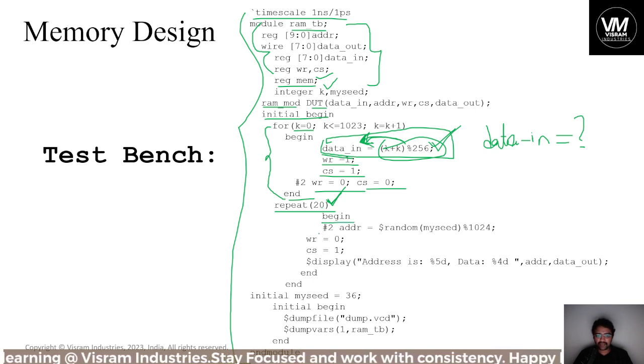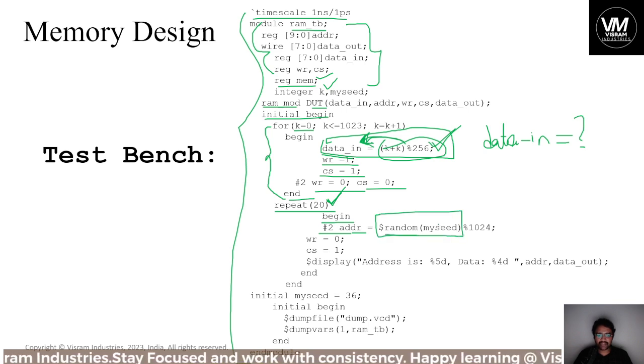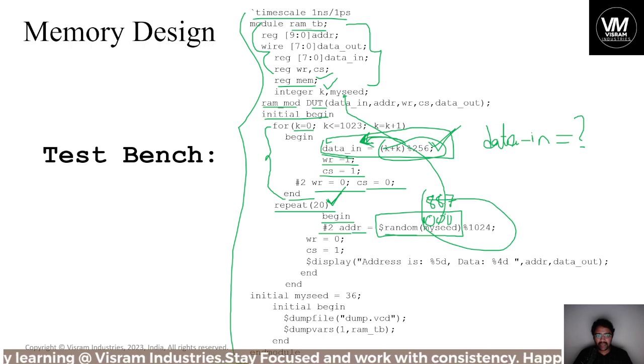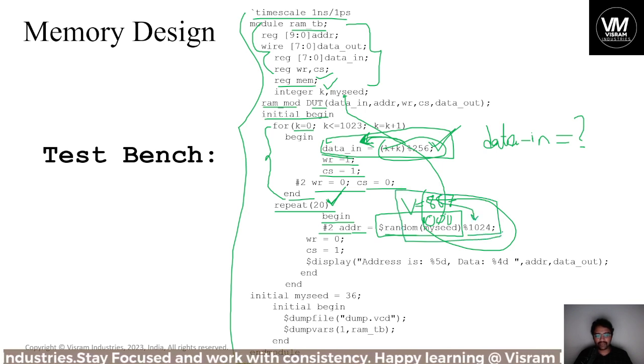And begin after 2 nanoseconds. Address is random myseed. Myseed is nothing but an integer you use to get some random value. Let me give a random value of 1000. Don't get confused, a random value of 887. For that random location, $random myseed gives some random value, and that is percentage 1024. You will get a remainder.